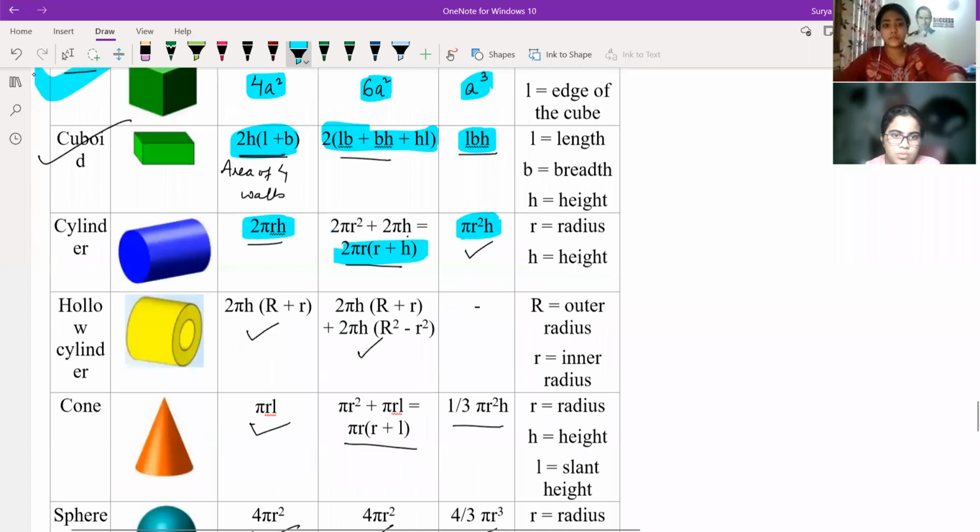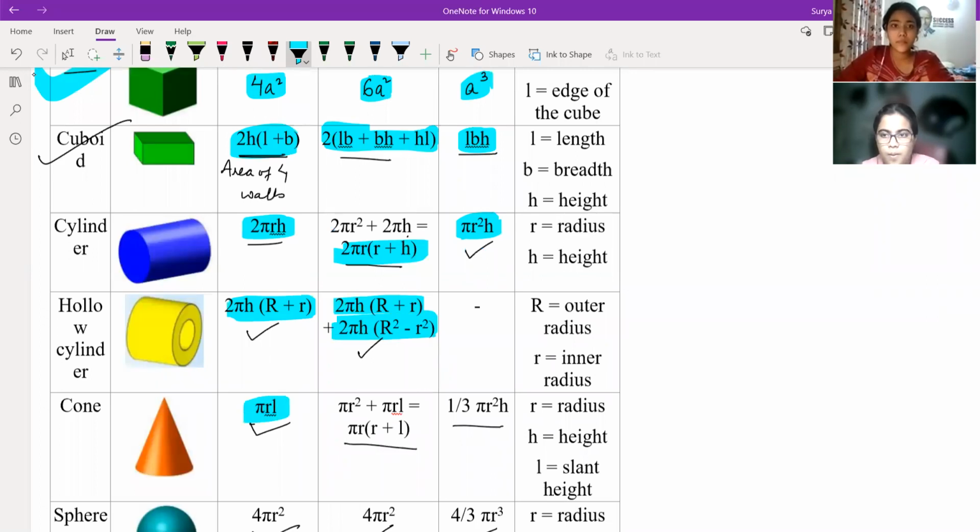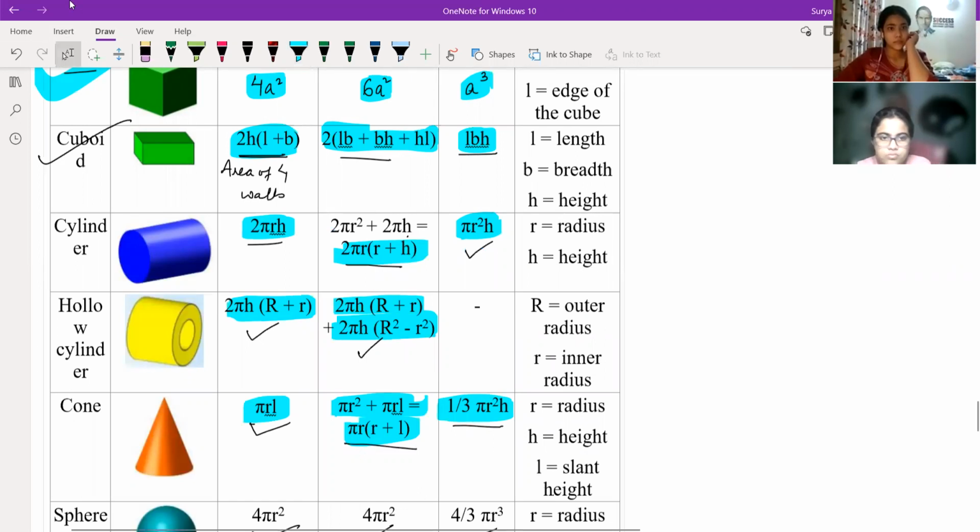Hollow cylinder. You have not read hollow cylinder, right? For diagonals, there are no formulas except for cube and cuboid. Not required, they won't ask here.